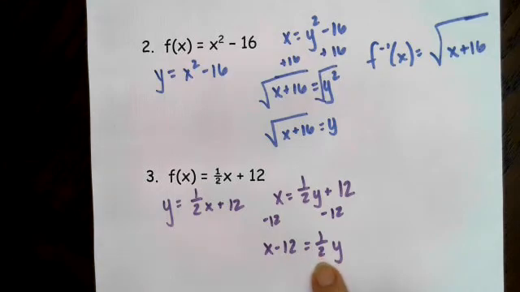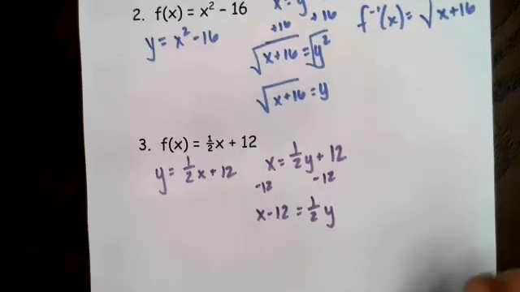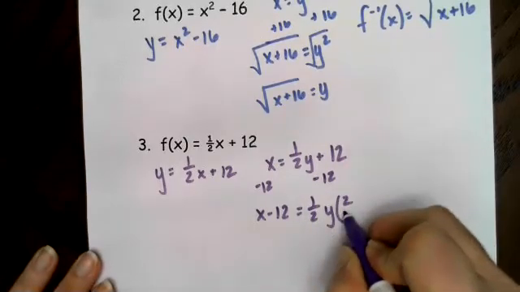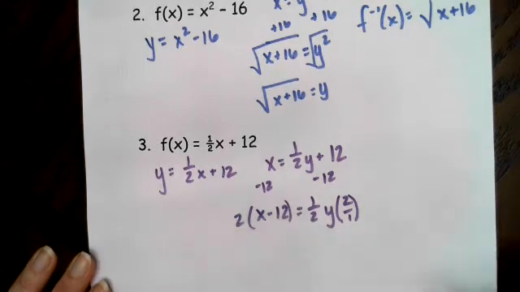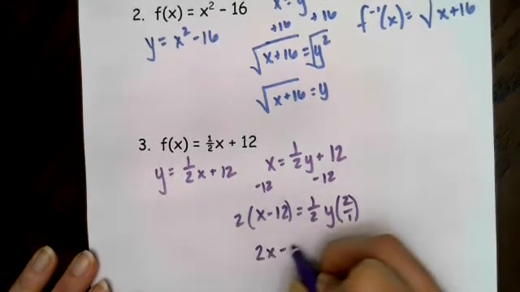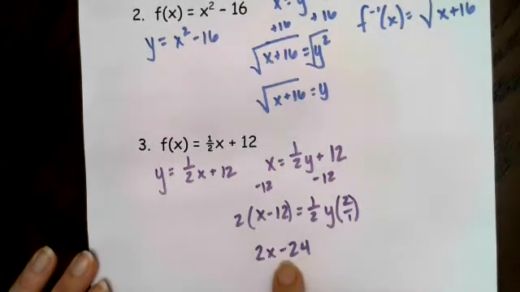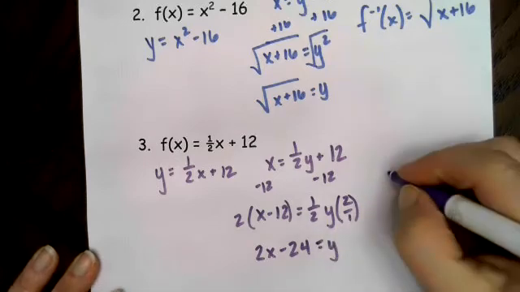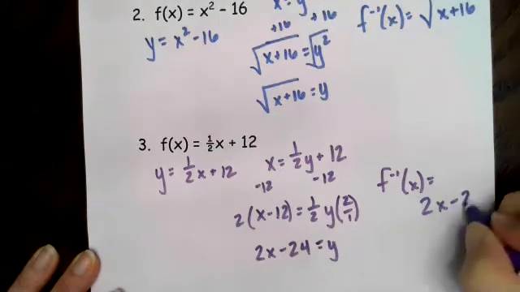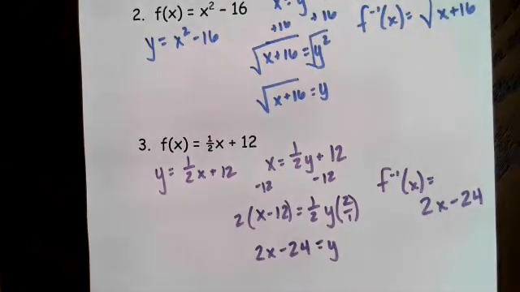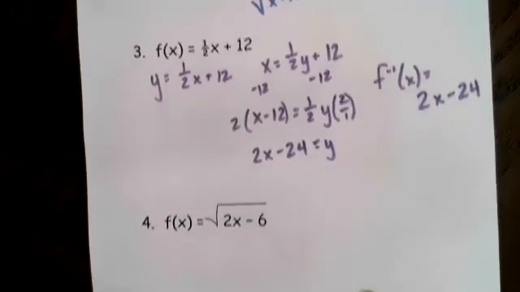So my coefficient of y needs to be eliminated. What do I multiply 1/2 by to get 1? Now, it's a fraction, so I can multiply by its reciprocal, which I'm going to write as 2 over 1. So I'm going to put this in parentheses and multiply this by 2. So I have 2x minus 24, got to multiply both items by 2, is equal to y. So my f inverse of x is equal to 2x minus 24. These are not hard. They can be a little bit tedious in solving, so just take your time. There is a way to check, and we'll talk about that tomorrow.